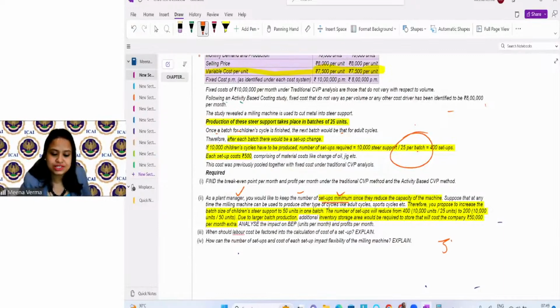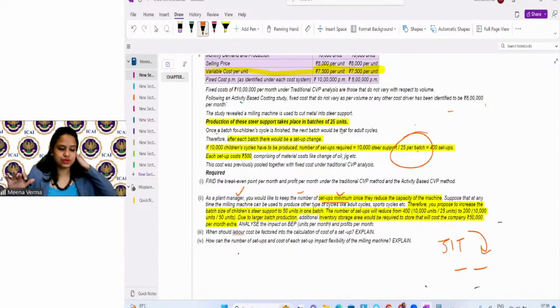We have learned in just-in-time system, we actually do not have the setup cost. We just focus on producing the goods one by one, not in batches. We do not want to produce the goods in batches. That will be your cellular manufacturing. All right, so the same thing they want to do here also. They want to keep the setup cost minimum.